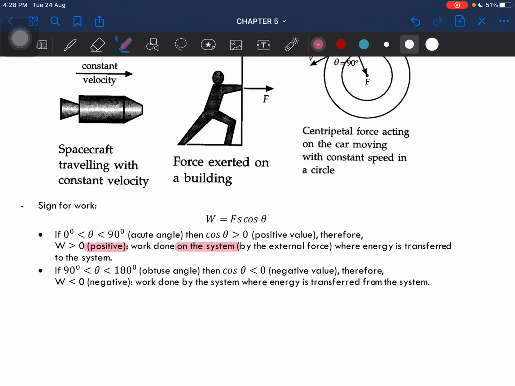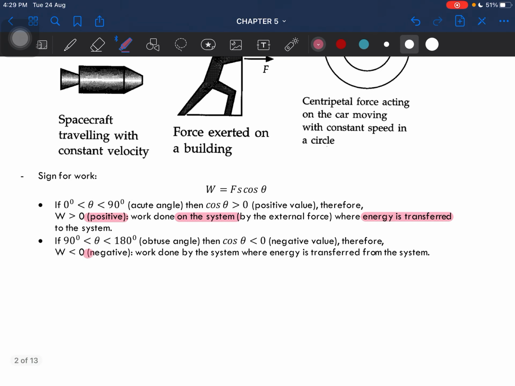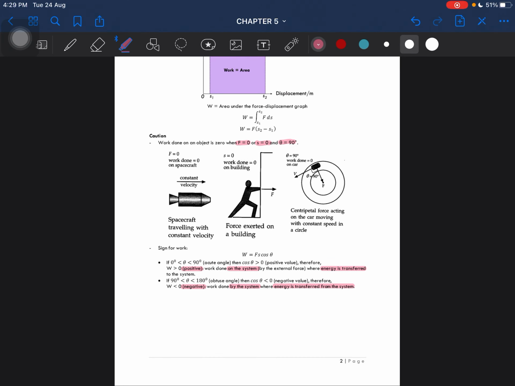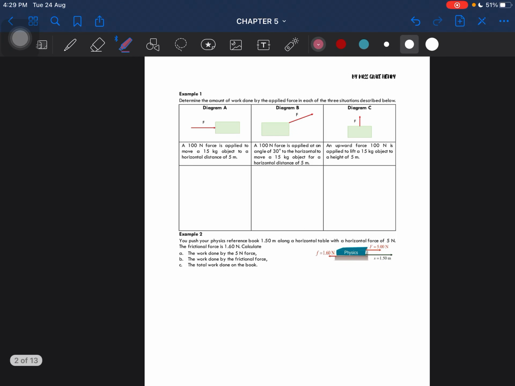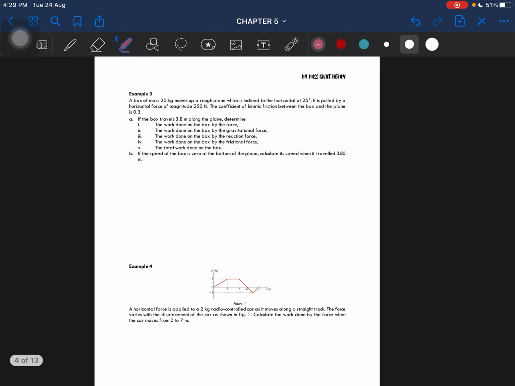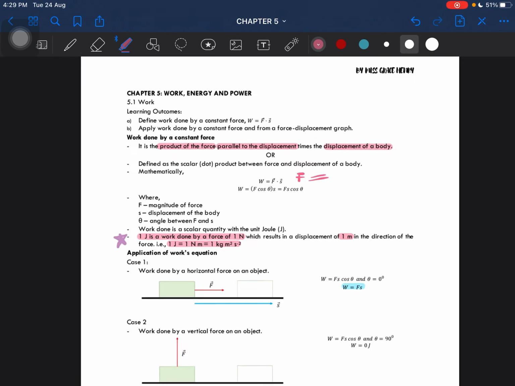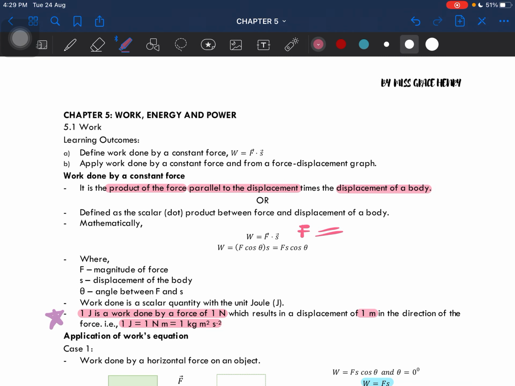Okay, so this external force is causing work done to be on the system. So in this case, the energy is being transferred into the system. Okay, and then if the work done you've obtained is a negative value, then it means that the work is done by the system, where the energy is transferred from the system. Okay, so that is the meaning of positive and negative values of work. I think that's the end of the theory part for the first subtopic. We will go into the examples in the next videos.